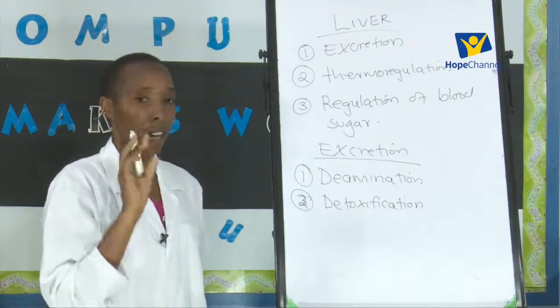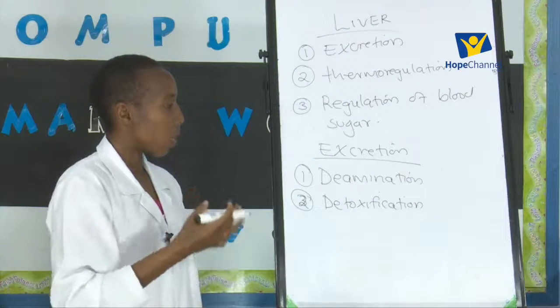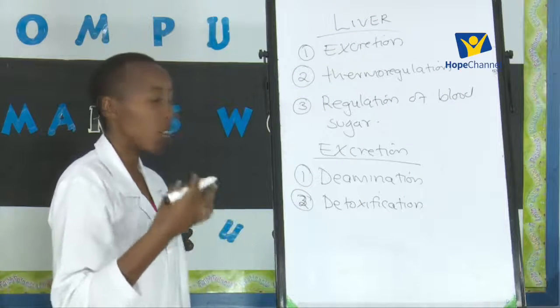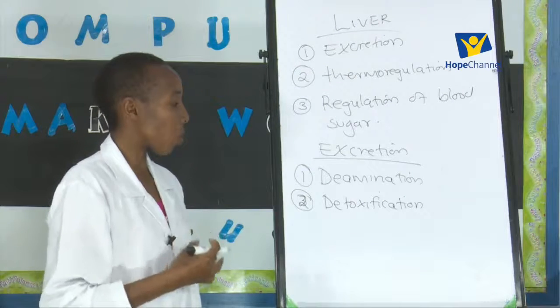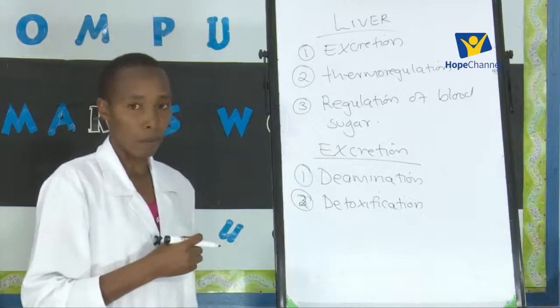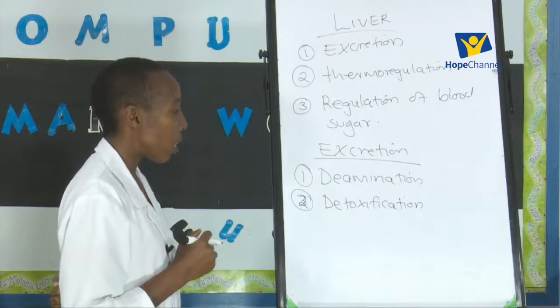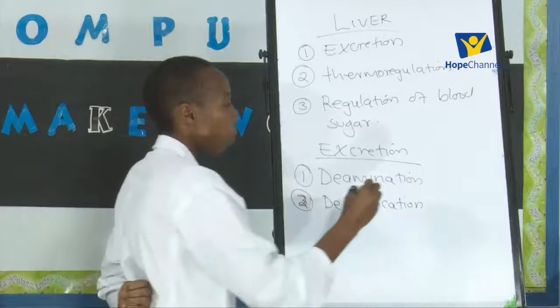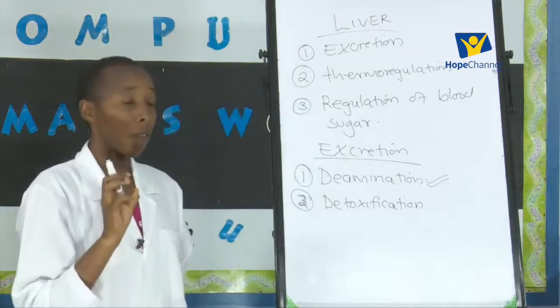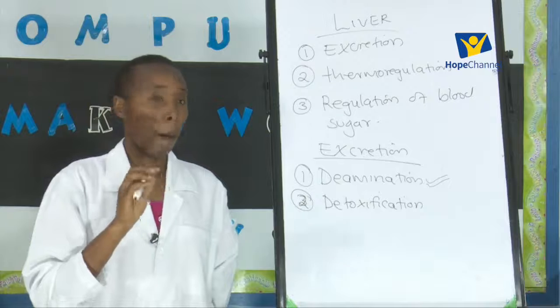I think I'll discuss the two first, so that we see how the liver plays a role in excretion through the process of detoxification and through the process of deamination. I'll start with deamination. What do we mean by deamination?